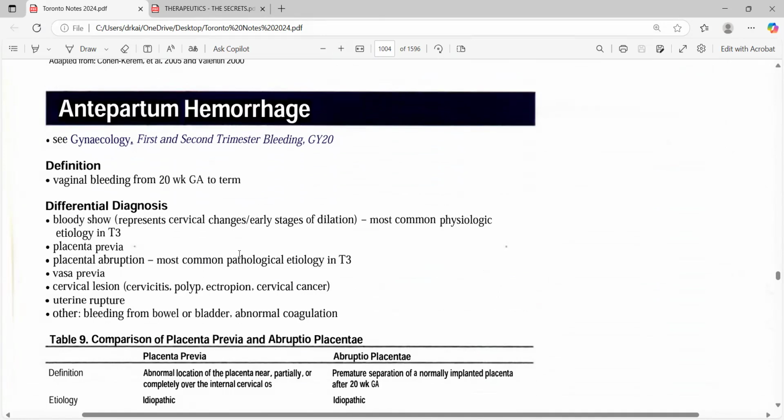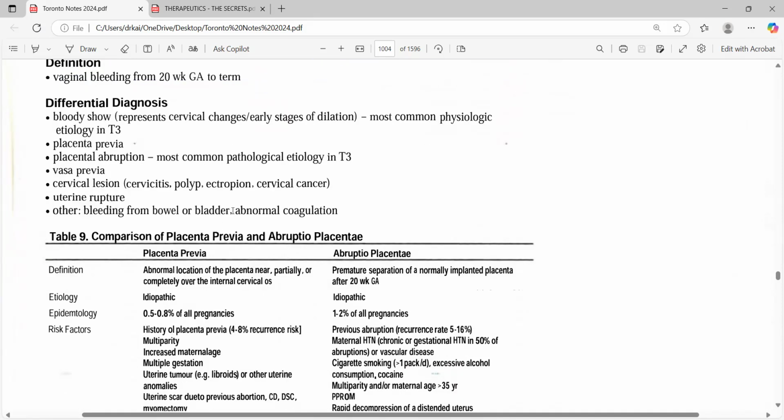Then comes antepartum hemorrhage. It is an emergency. Antepartum hemorrhage is basically vaginal bleeding from 20 weeks to term. So if someone is having vaginal bleeding from 20 weeks to term, this is called antepartum hemorrhage. Causes include bloody show, placenta previa, abruption, vasa previa, cervical lesion, and uterine bleeding from the bladder or the bowel. Just for your idea, the most common physiological cause is having a cerclage or early changes of dilation. So bloody show in the third trimester is the most physiological etiology.